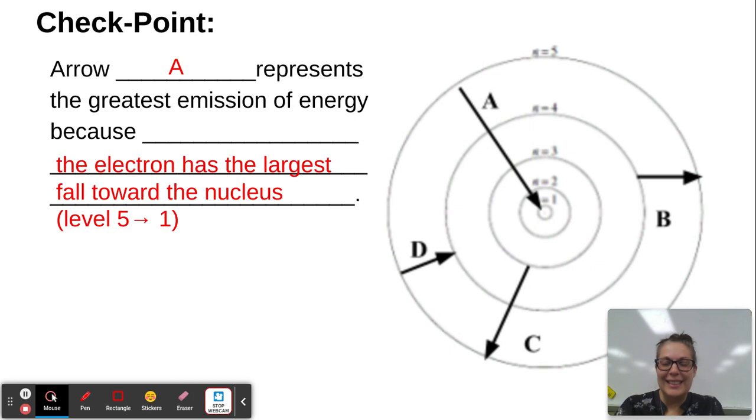Exactly. You're right. It's because the electron has the largest fall. It's the greatest fall towards the nucleus. It's falling from 5 down to 1. That's a lot of energy in level 5. It has to get rid of it somehow. If it has so much energy that it needs to get rid of, it's going to release the most because it has the greatest fall. Arrow D is going from a very high energy level, but it doesn't have to get rid of as much of the energy just to go down to 4, because 4 has more than 1.